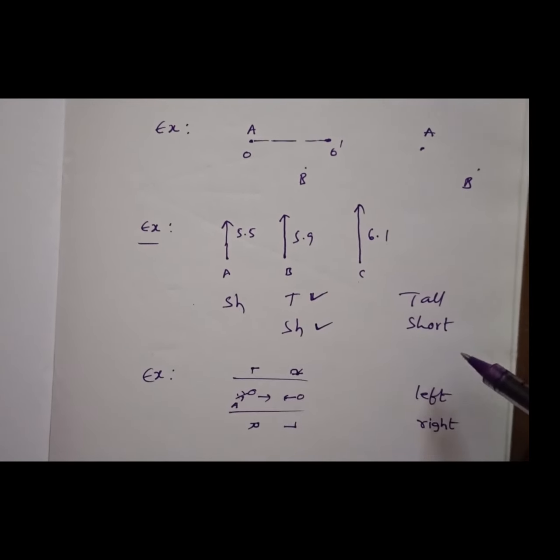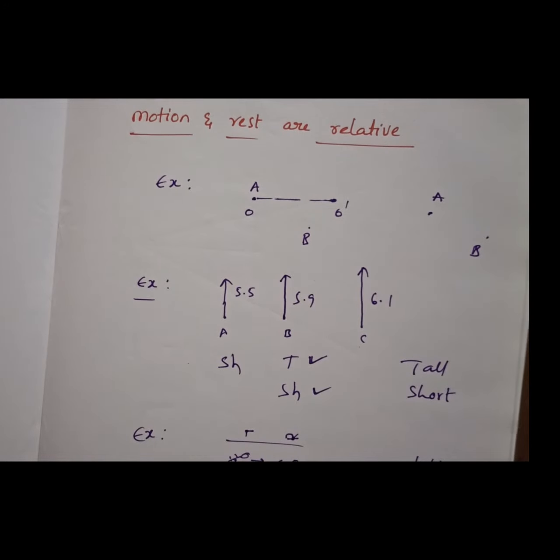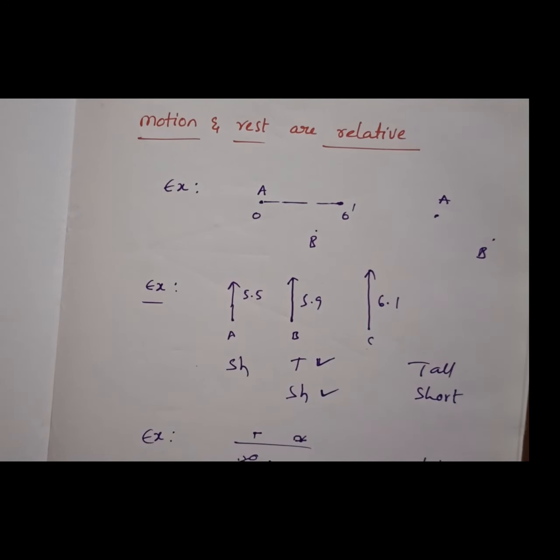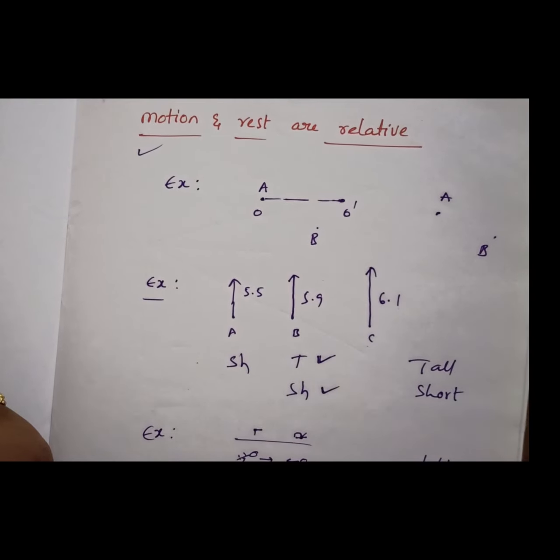Now, like tall and short, left or right, motion and rest are also relative terms. Now I'll tell you one example to show that motion and rest are relative terms.